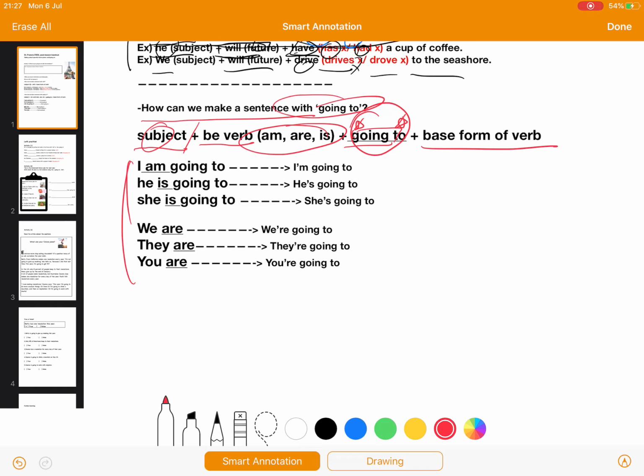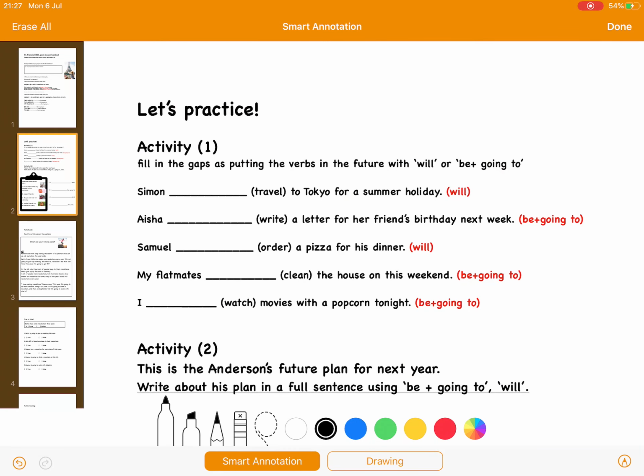As we have just seen, going to stays the same form, as well as the base form of the verb. So I am going to, he is going to, she is going to. The be verb changes based on the subject. Okay. Very good. Now let's practice.